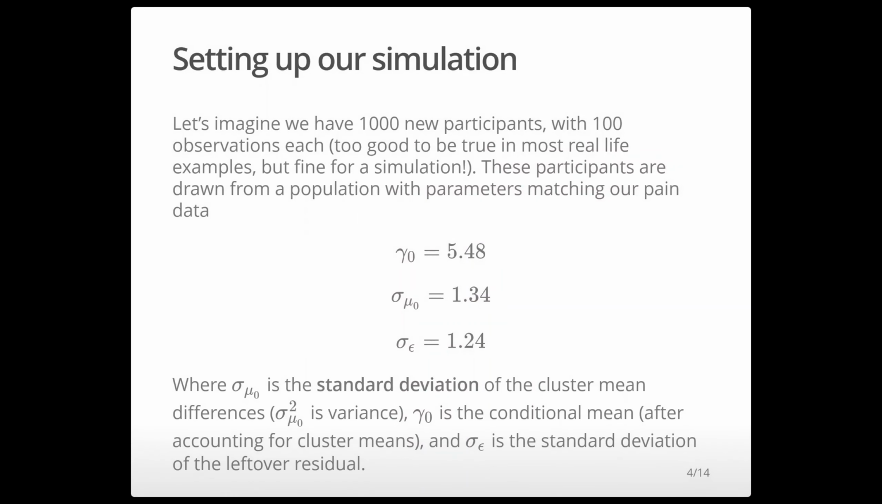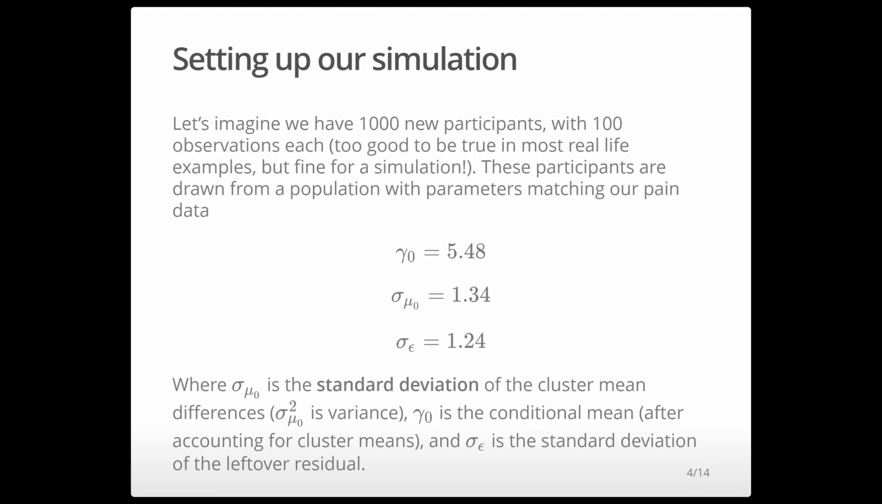So now let's imagine that, again, these parameters define our population, and that we have 1,000 new participants from this population, and from each of these 1,000 participants, we take 100 repeated observations. And this is, of course, too good to be true in most real-life research settings, but for the purposes of simulation, you often want to set up situations where you have a sample size that's too good to be true, just so you can really demonstrate what that would look like.